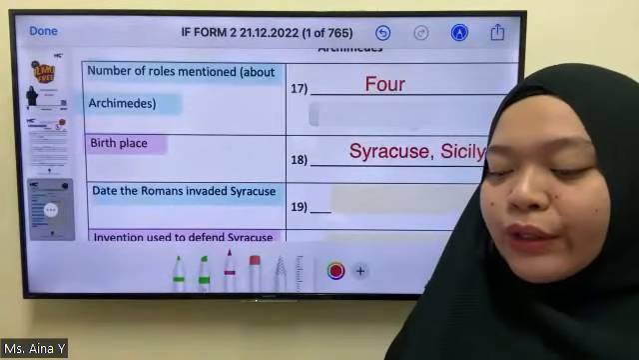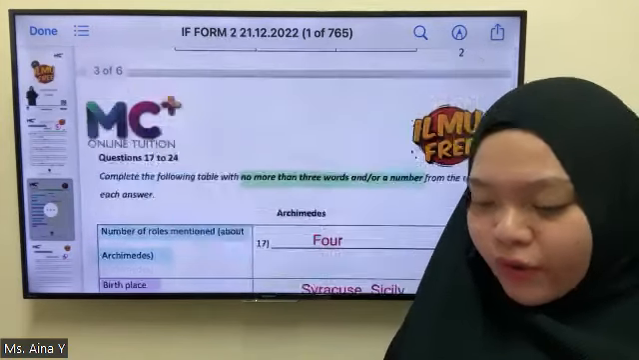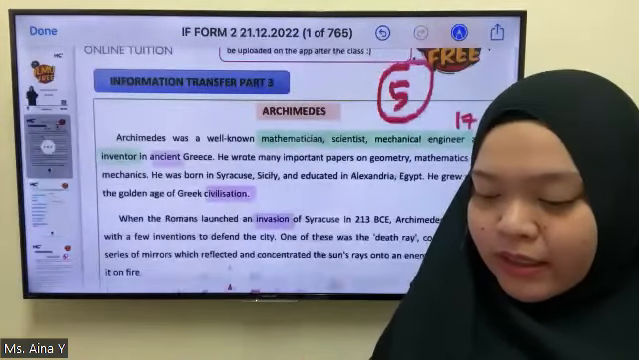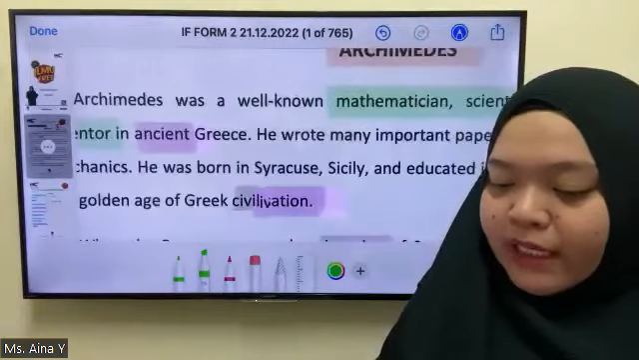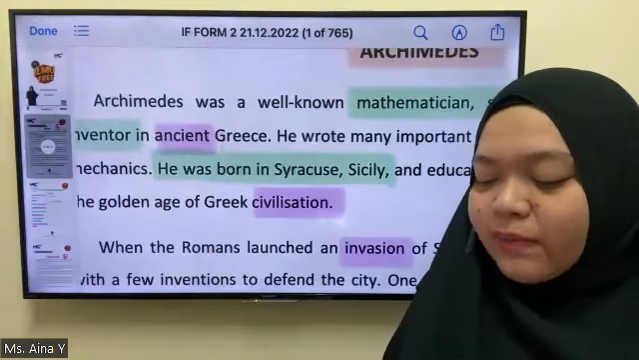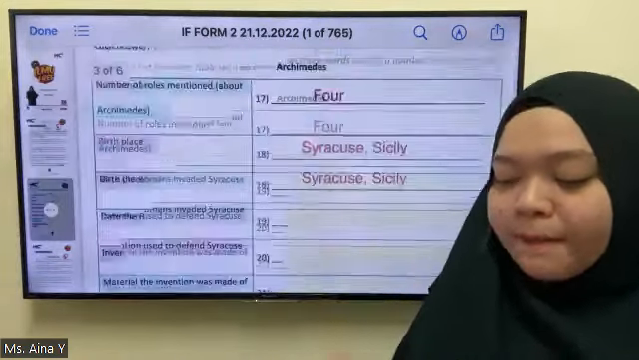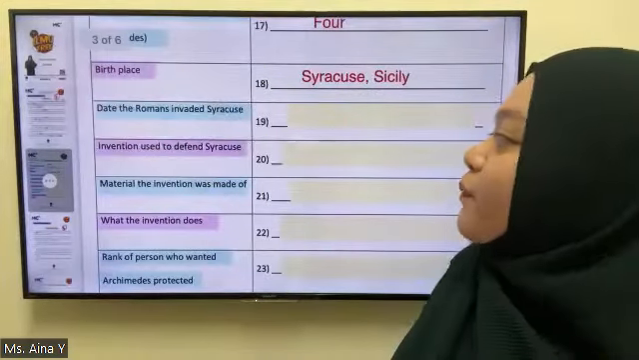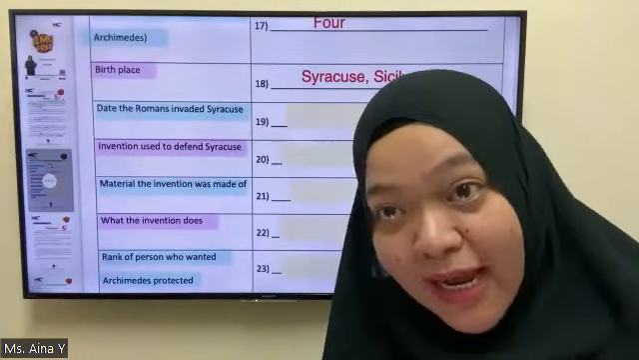All right, so where's your clue? Your clue is in paragraph 1 or 2? Paragraph 1. Okay, this part right here. He was born in Syracuse, Italy. Okay, done. Shall we move on to number 19? Boleh? 19.